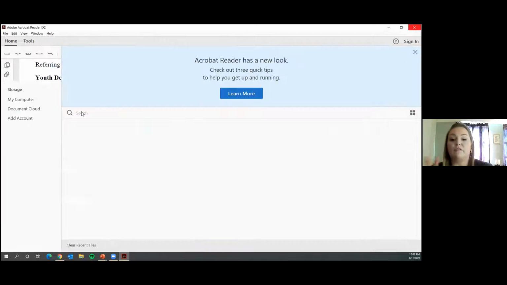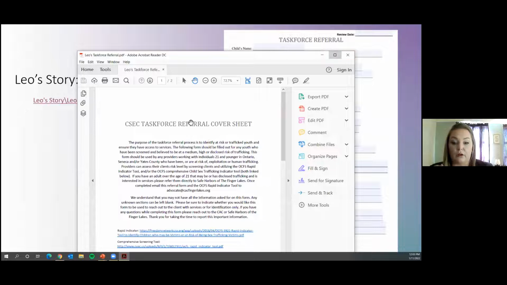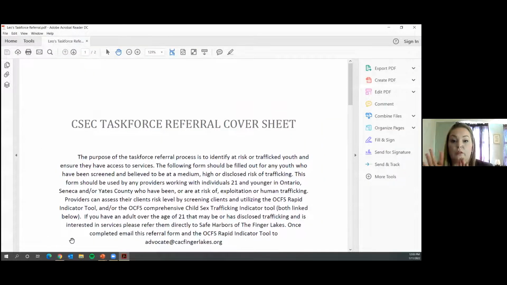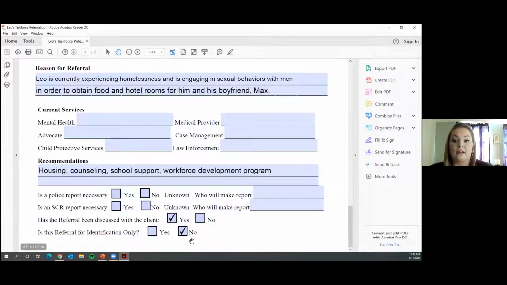So I think the most confusing question about the task force referral is that very last one, which says, is this referral for identification only? So the only time that you want to say yes to this question is if it's identification only, that means that you're only letting us know to put this child on the radar and that they're at risk. So even if you have a lot of check marks on the indicator and the comprehensive, it's still okay to make it identification only. And you can make this referral multiple times. So if you send it to us in June and then you send it to us again in August and then you send another one in December, that's okay.